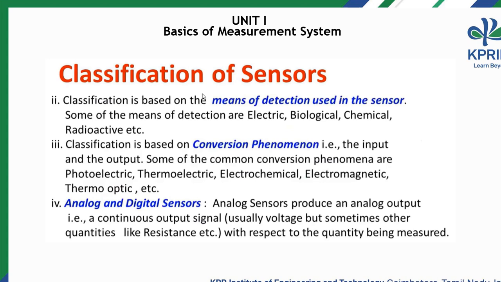The next one is analog or digital sensors. As I told, we can convert the physical quantity into electrical quantity. A sensor is a device which converts physical quantity into electrical quantity, and that electrical quantity is normally in two forms: one is analog form and another is digital form. If the sensor converts physical quantity into analog form, those sensors are called analog sensors. And if the sensors convert physical quantity into digital form or digital signal, those sensors are called digital sensors.